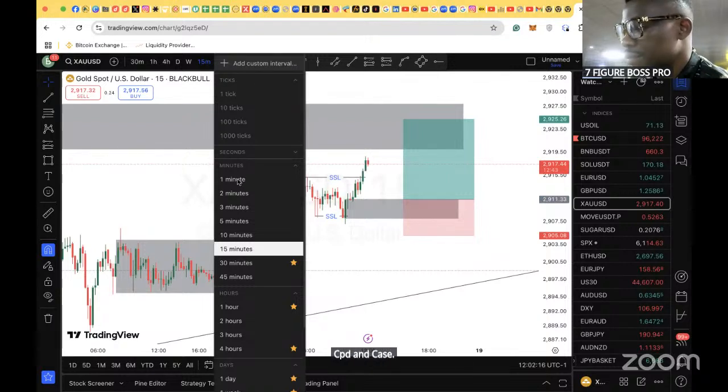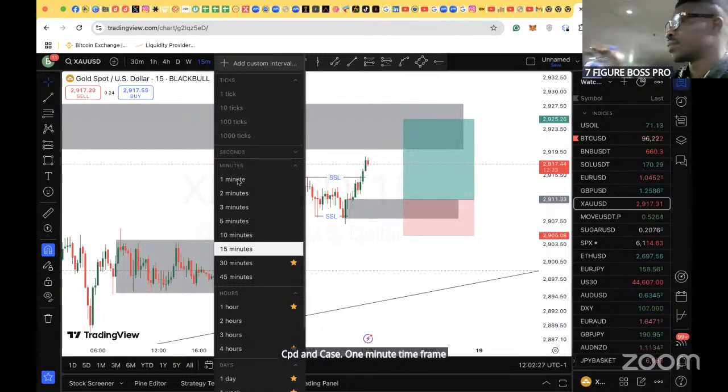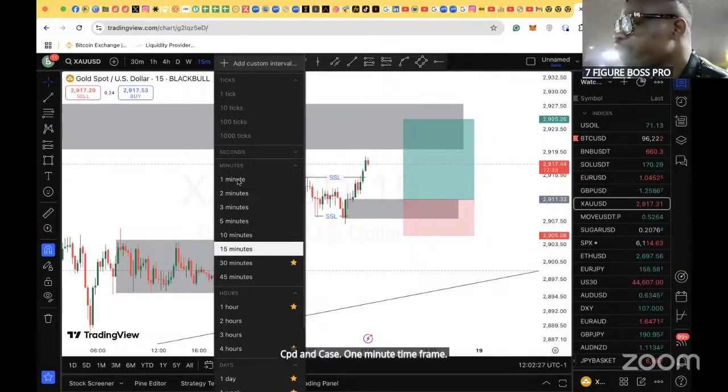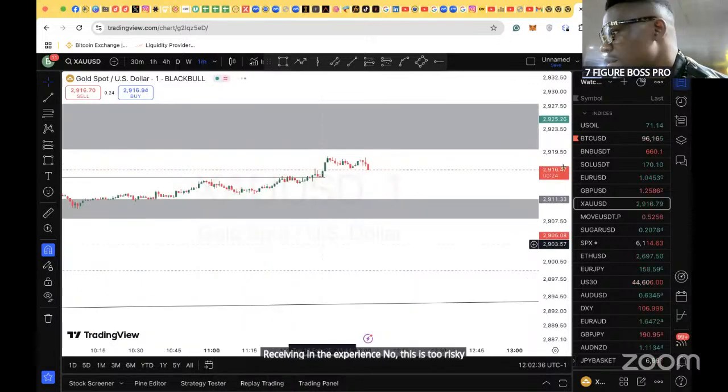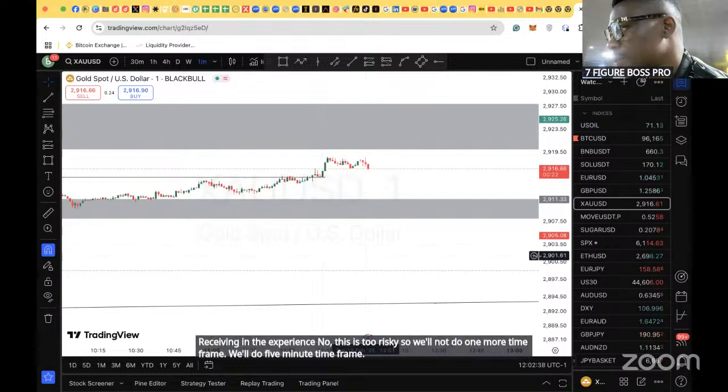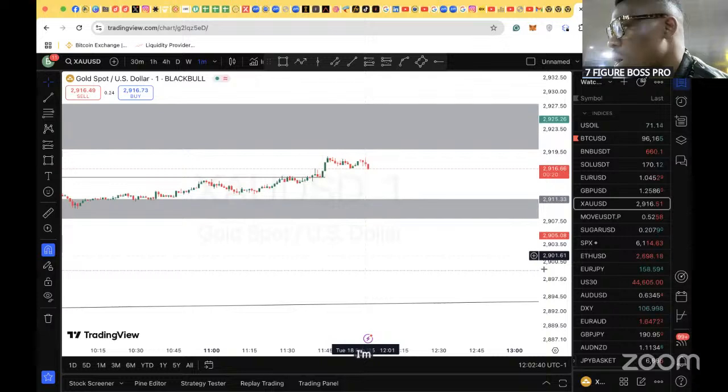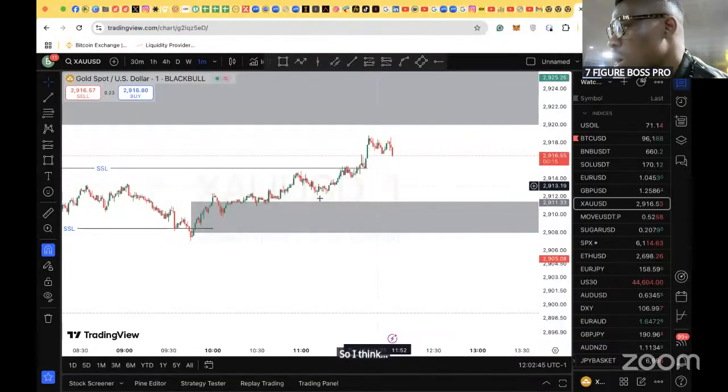1 minute time frame. No, this is too risky, so we will not do 1 minute time frame. We'll do 5 minute time frame. I'm seeing push to the upside, series of push to the upside. So I think this liquidity being taken will be my entry to the upside.